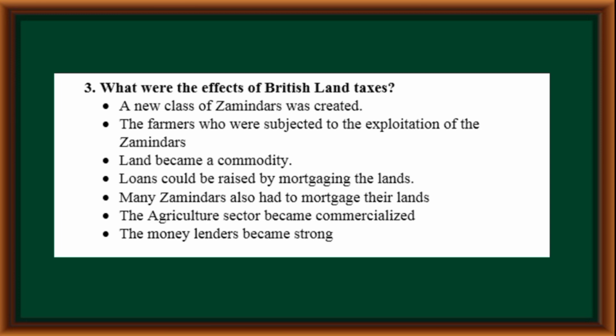What were the effects of British land taxes? A new class of zamindars was created. The farmers were subjected to the exploitation of the zamindars. Land became a commodity. Loans could be raised by mortgaging the lands. Many zamindars also had to mortgage their lands. The agriculture sector became commercialized. The money lenders became strong.